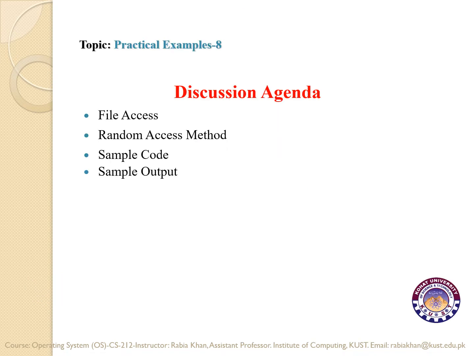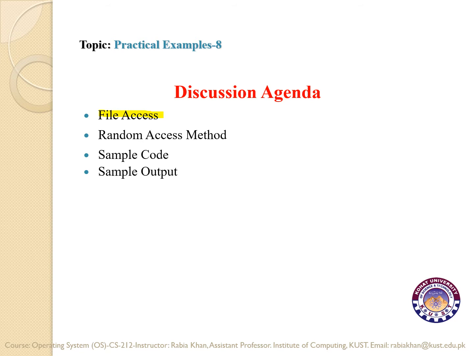This is the agenda of today's discussion. We will see what file access is, as we have already discussed in chapter 9. And the most common technique for file accessing or data access is random access. So the random access method will be discussed, and then its code will be applied to see how it works practically, and at the end the output of the sample code will be discussed. So let's continue our discussion with the first topic, file access.